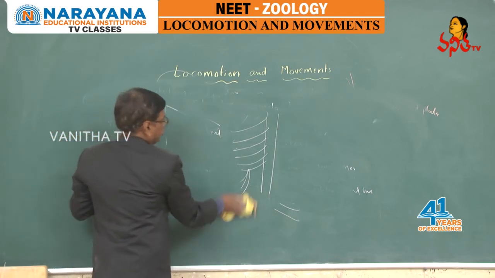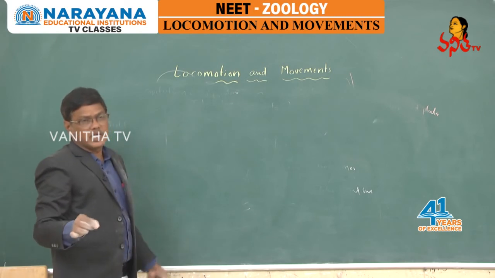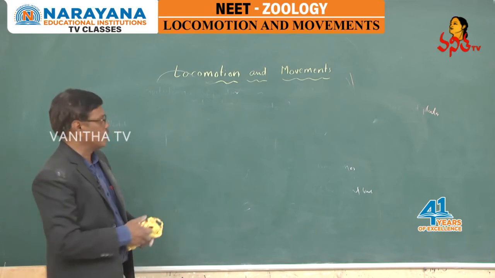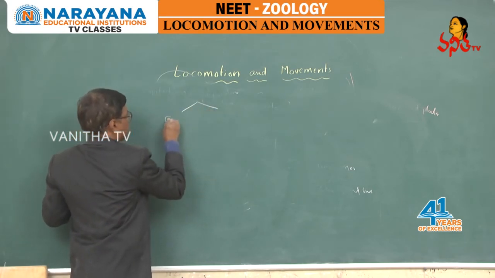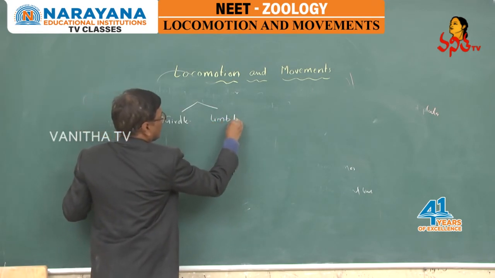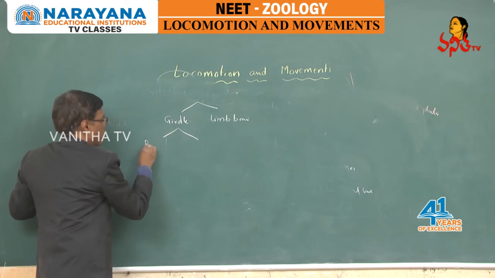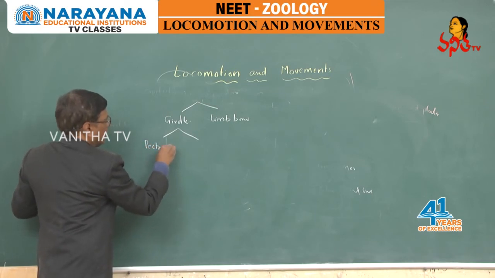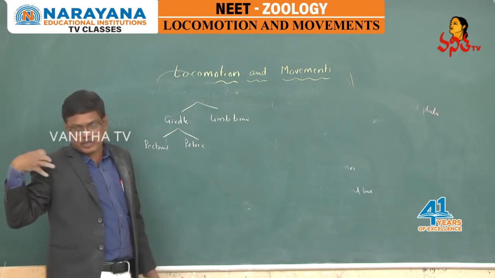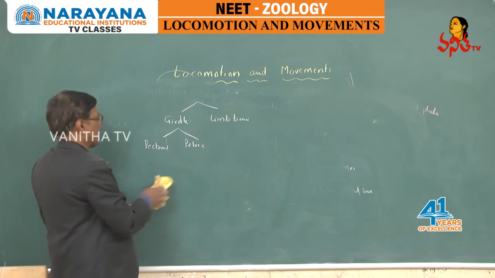Then coming to the appendicular skeleton. Just now we discussed, the appendicular skeleton is the part of the skeletal elements which gives support to our appendages, forelimbs and hind limbs. That includes girdles and limb bones. Girdles are the pectoral girdle and pelvic girdle. The pectoral girdle is in the thoracic region, giving support to forelimbs. The pelvic girdle is in the pelvic region, giving support to hind limbs.